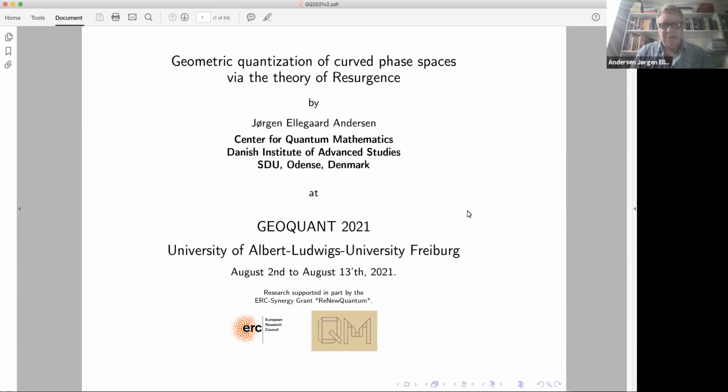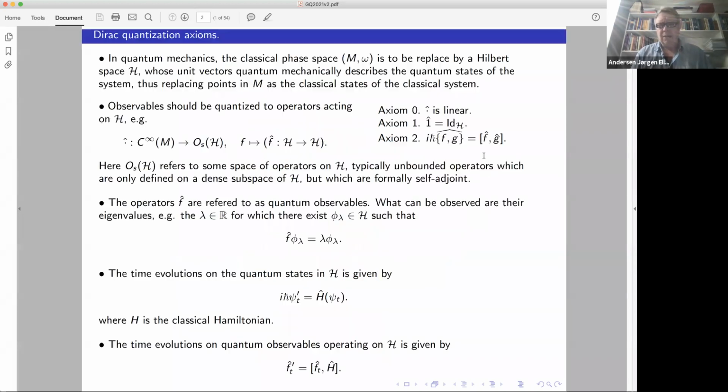And then maybe I can start with my lecture. So I will start at a point where I'm sure that all of you are very familiar, namely the general Dirac quantization axioms. In quantum mechanics, the classical phase space is really a symplectic manifold. And the general paradigm for quantization is that we replace this with a Hilbert space. The unit vectors then become the states in the space, as opposed to the classical points in the manifold.